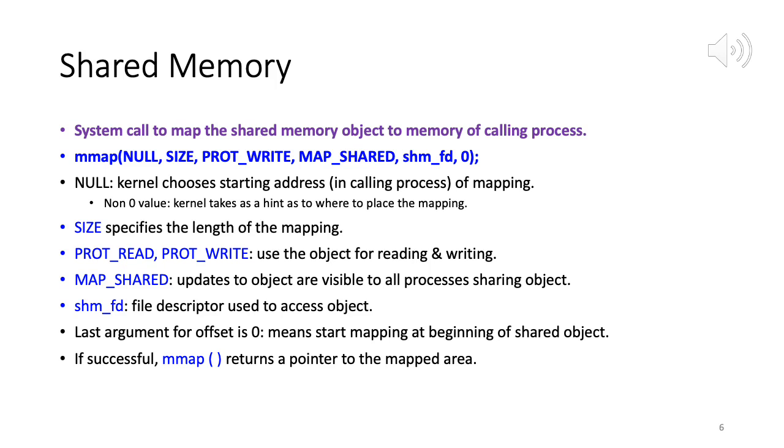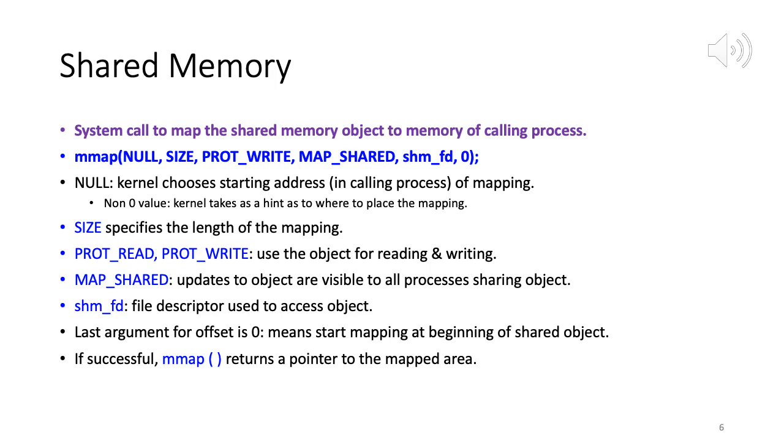Read write, so use the object for reading and writing. And MAP_SHARED: updates to the object are visible to all processes sharing the object. So if any process makes a change, the changes are visible to other processes which are using the same shared memory. This is a flag for that. Again, these are just flags; if you read about them, you can find out. shm_fd is a file descriptor used to access a shared memory object. This was returned by the shm_open system call. It's a file, so it can be accessed using a file descriptor.